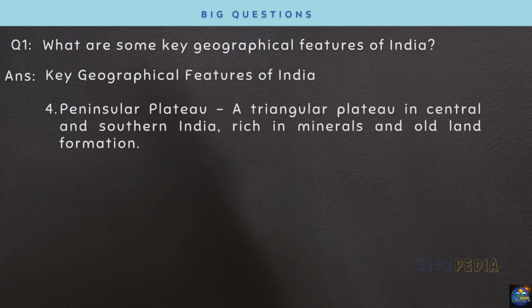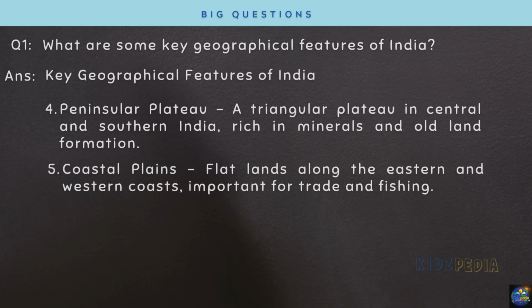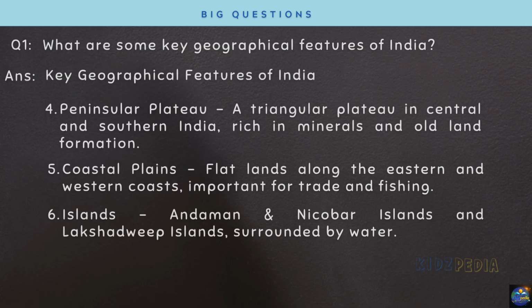Peninsular Plateau, a triangular plateau in central and southern India, rich in minerals and old land formation. Coastal plains, flat lands along the eastern and western coast, important for trade and fishing. Islands, Andaman and Nicobar Islands and Lakshadweep Islands, surrounded by water.